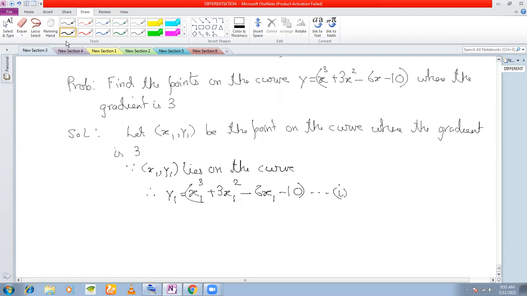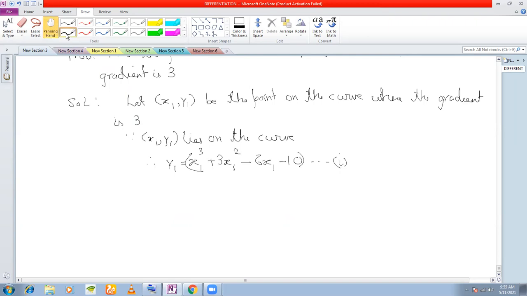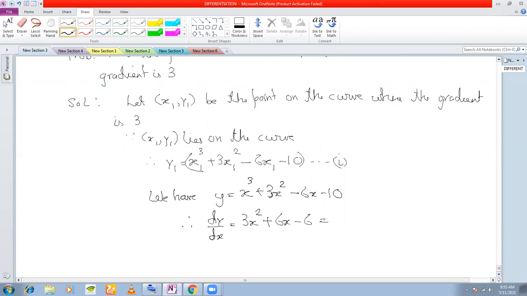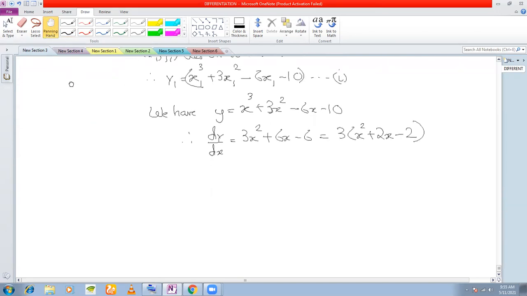Okay. Also, in order to find out the gradient, you find dy dx. So we have y is equal to x cube plus thrice x square minus 6x minus 10. So therefore dy dx is equal to 3x square plus 6x minus 6. Now you can take 3 common. You get x square plus 2x minus 2. Right? This is what you are getting.